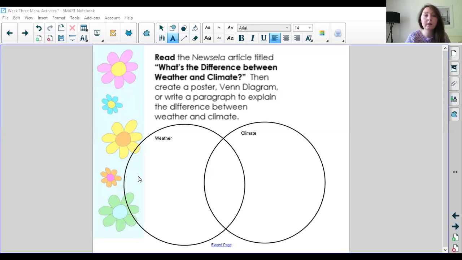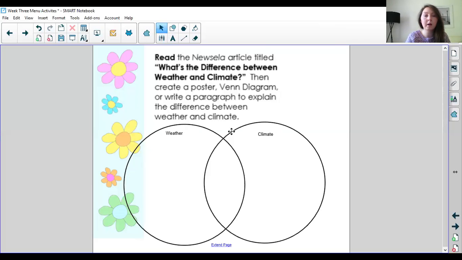So for this activity, I chose to do a Venn diagram because I really like the way that we're able to see the things that are special about climate, the things that are special about weather, but then also easily see what they share in common. So let's now start by reading the article together.